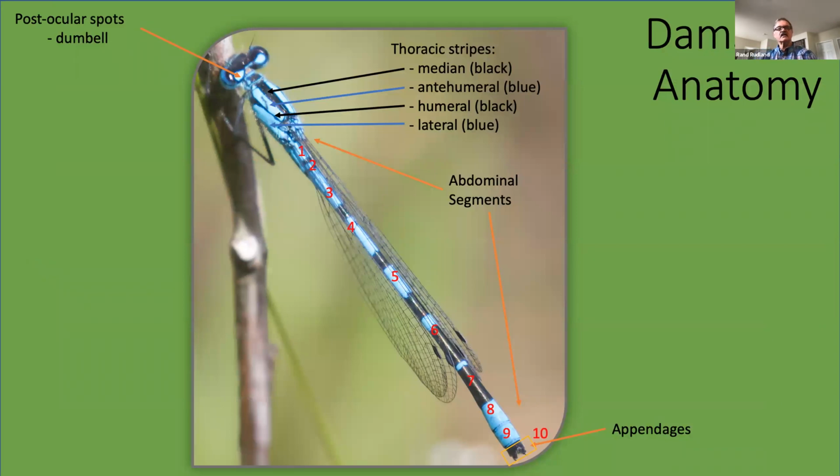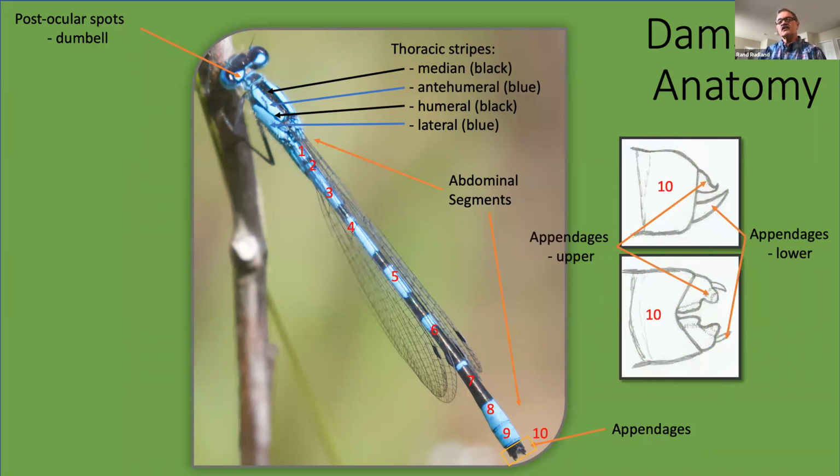If we look at the damselflies, it's not that different. Same number of segments. The striping on the thorax is interesting because it often will help with the identification. And so these are the standard terms that you'll see in the references for the thoracic stripes, and the numbering of the abdominal segments is the same. One thing that you can see on this photo are these so-called post-ocular spots, behind the eye. And this one forms a dumbbell. You can see that connecting line. And so whether or not there's a dumbbell or just the spots is an identifying factor in some species.